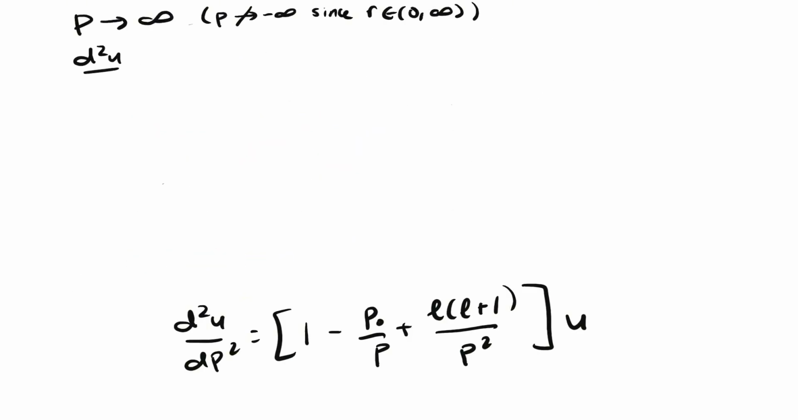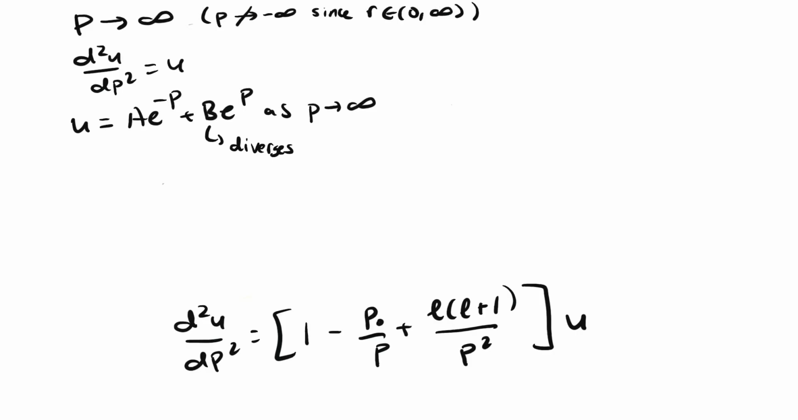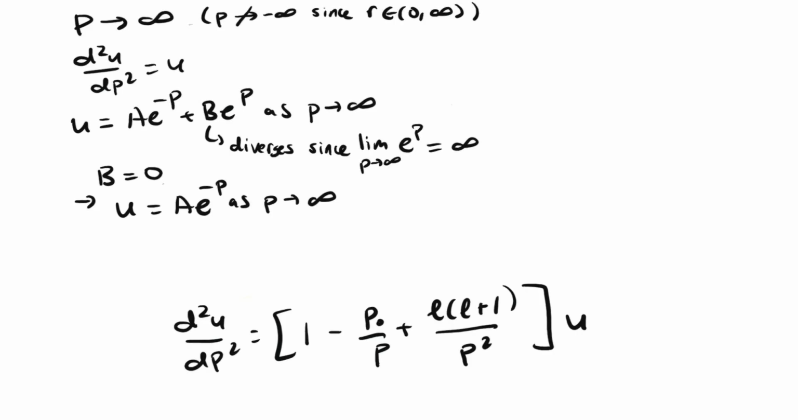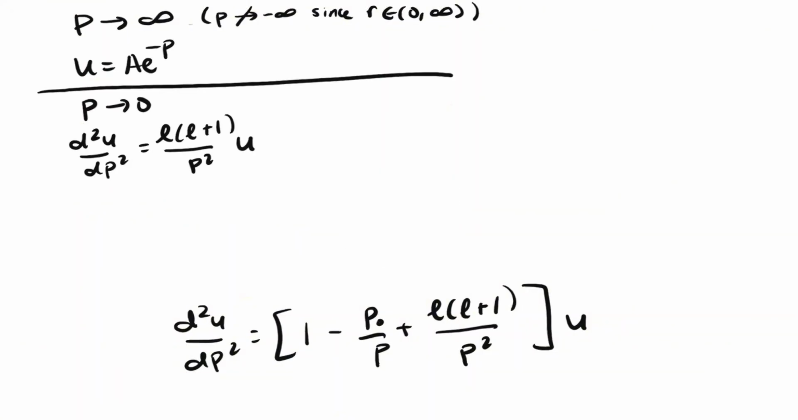As ρ goes to infinity, u behaves exponentially. This diverges as ρ gets large, unless we set B to be 0. In the opposite regime, as ρ goes to 0, we get this differential equation. We take the derivative of u twice, and get the same thing out, multiplied by a ρ term.